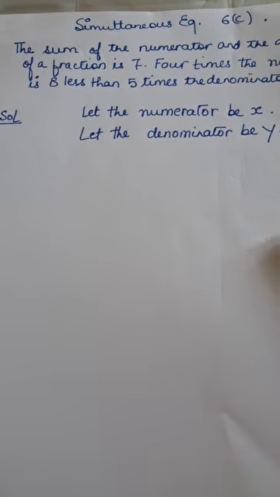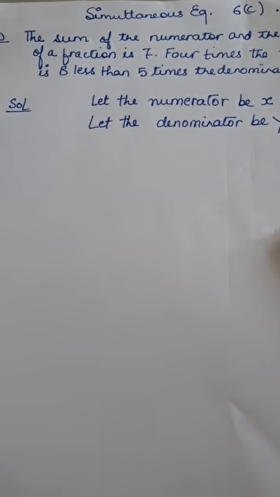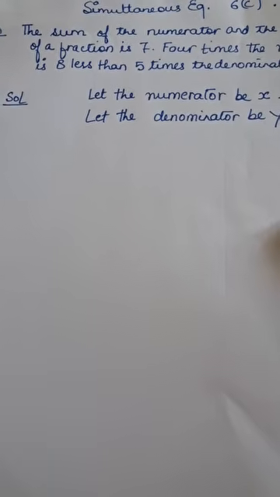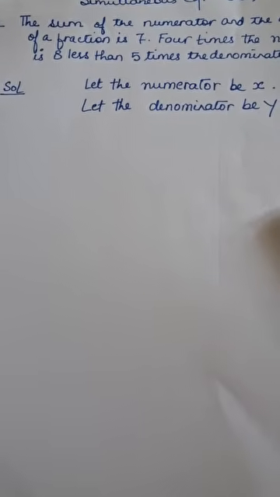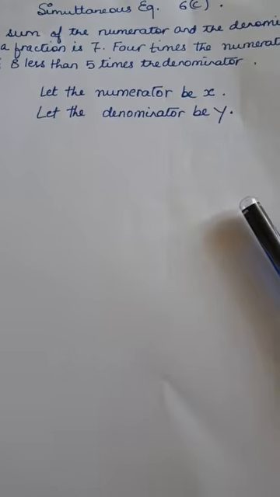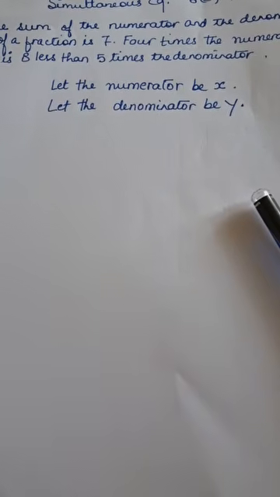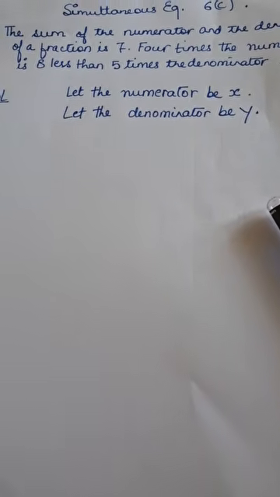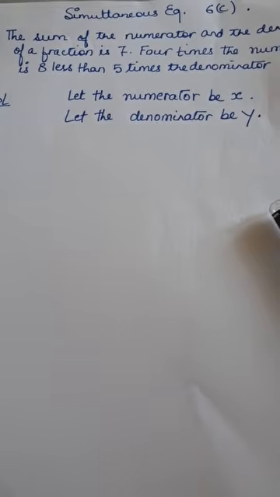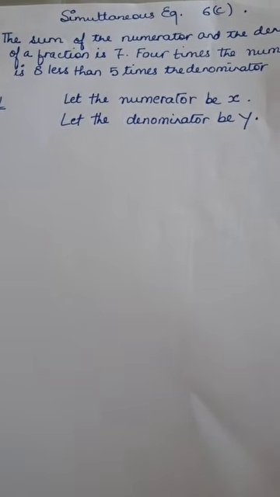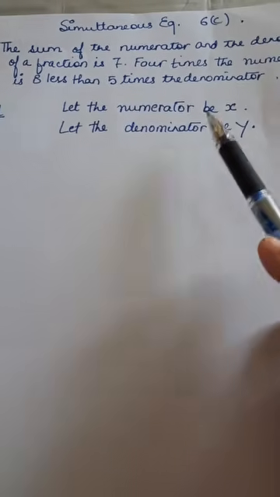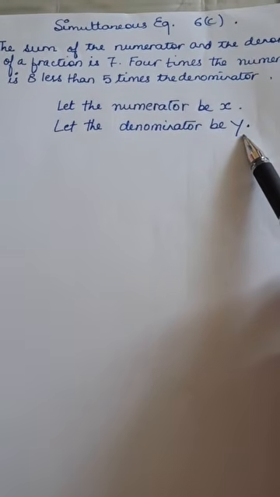Let's see simultaneous equations. Exercise 6C, question number 10. It says that the sum of the numerator and the denominator of a fraction is 7. 4 times the numerator is 8 less than 5 times the denominator. So let the numerator be x and the denominator be y.